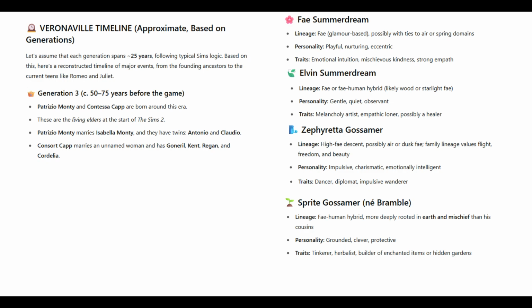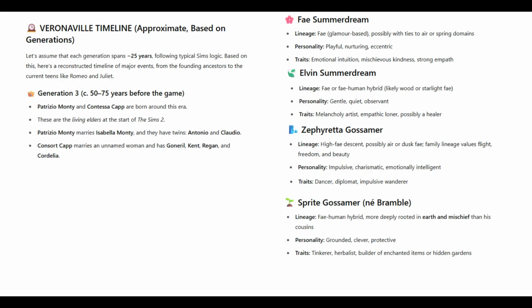So now we're going to get into brief descriptions of them, and just from what I typed on ChatGPT about them. So with Faye Summergene, obviously she's a Fae, maybe glamour based, with possible ties to air or spring domains. Her personality was most likely playful, nurturing, and eccentric, with her having emotional intuition, most likely with potential mischievous kindness and strong empath, and I could see that since her daughter has that trait.